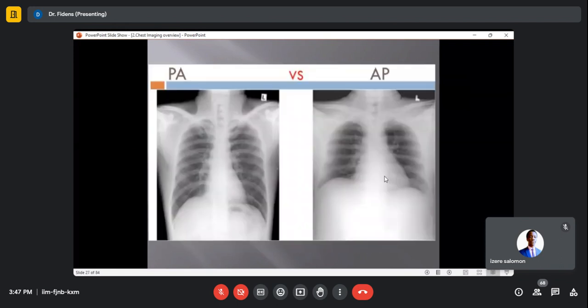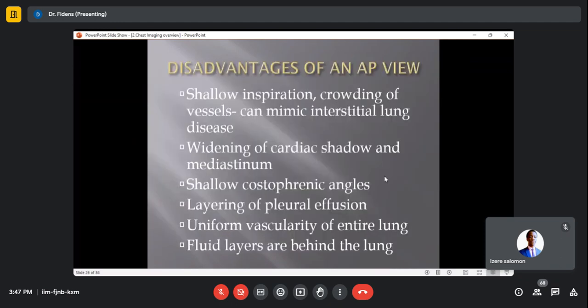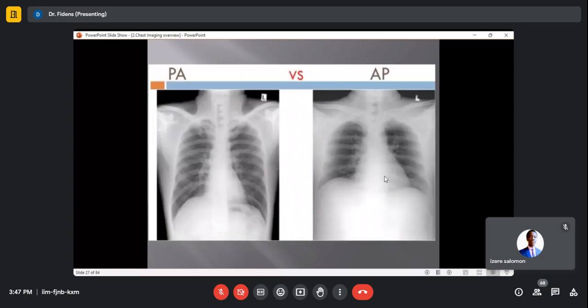Okay? So compare these two. Does anyone want to ask me a question? No question. Okay, take time to compare these two films and tell me the differences.